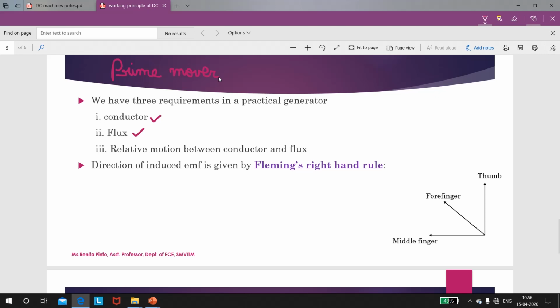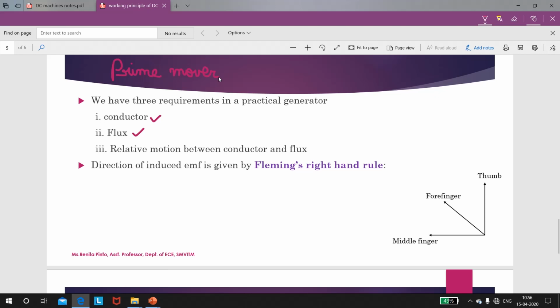Therefore, in order to obtain a larger output, we want several conductors to be joined in a particular fashion, and these will form a winding. This winding will be placed on the armature, and the armature will be rotated by a prime mover. So that is how an armature is formed. Now the magnetic field will be produced by the field winding. So we have already understood about the armature and the field winding.